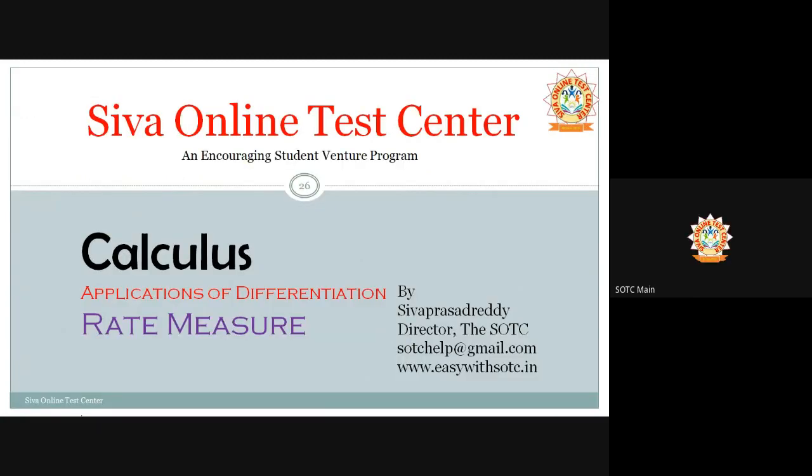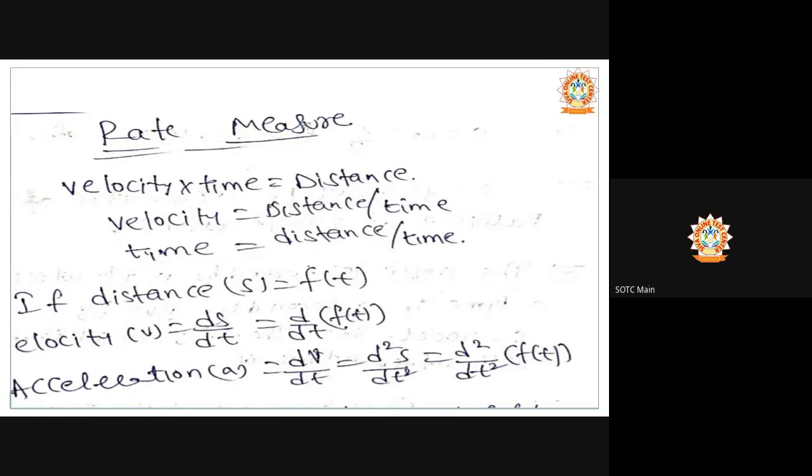Continuing to the applications of differentiation, the next topic is rate measure. In this chapter, you just have the relation between velocity and time. We know velocity into time is equal to distance, and velocity is equal to distance by time. Time is equal to distance by velocity, right?